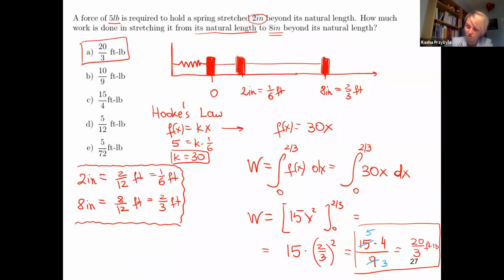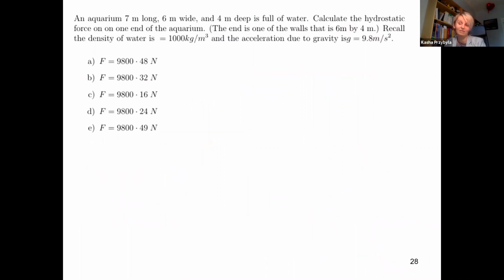But what I want you to know is that we have to integrate that f of x, kx, and find the k based on the given information, the distance and the weight. Okay, and I believe this is the last question that I have.